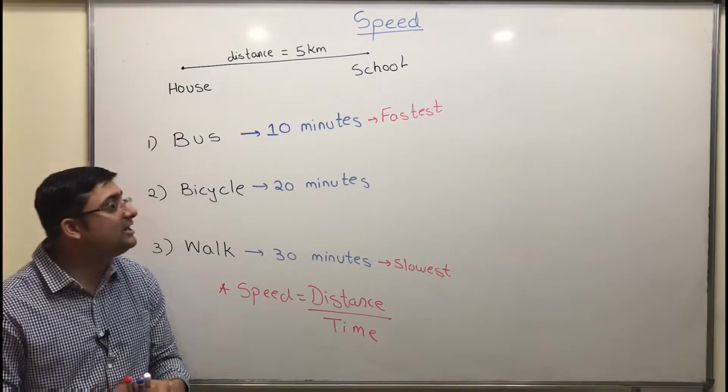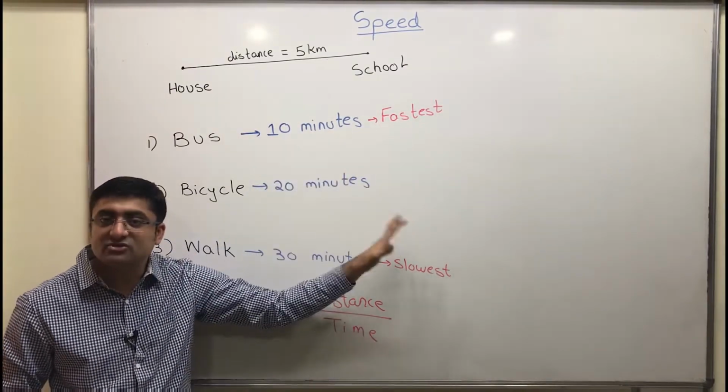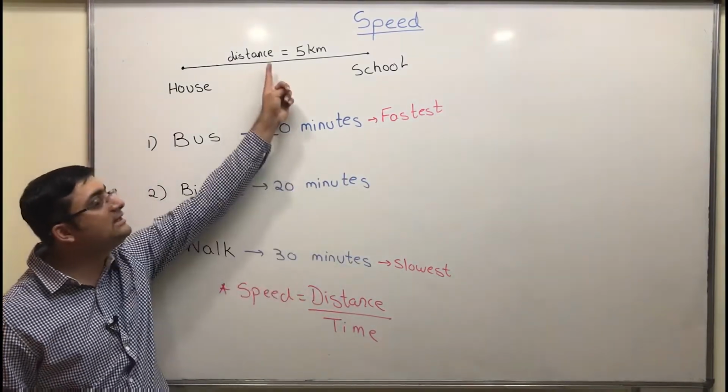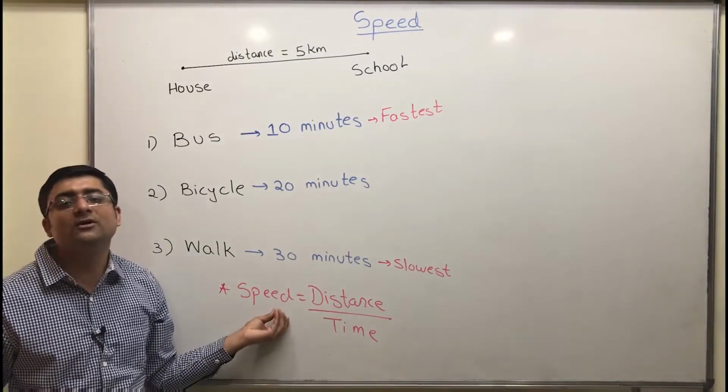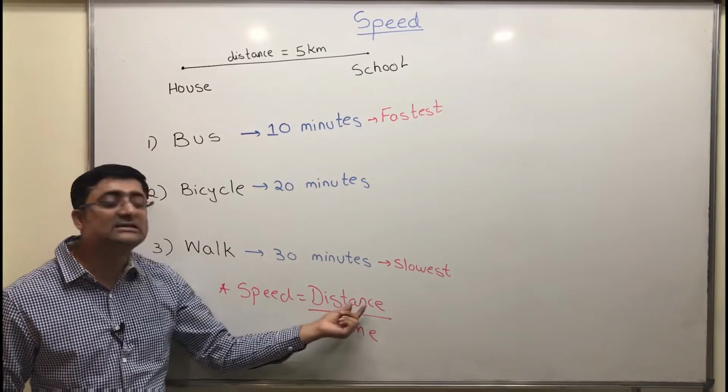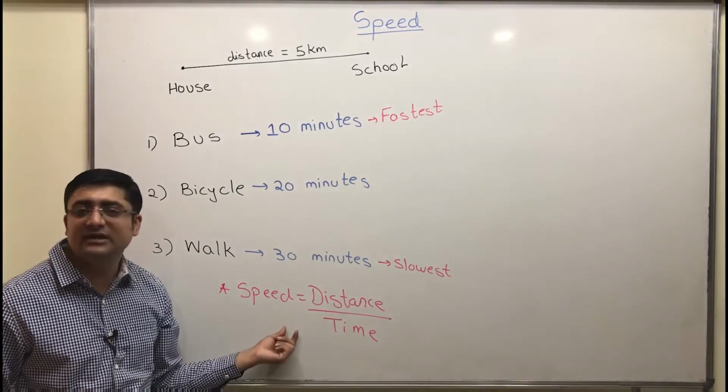Is this clear? I repeat, to judge whether an object is fast or slow, we need two things, distance and time, right? So combining these two quantities, we get a new quantity known as speed. So speed is defined as distance divided by time. This over here is the formula.